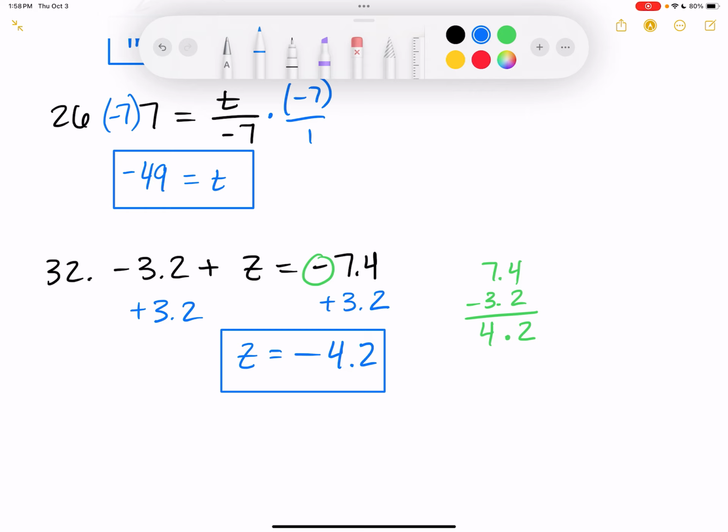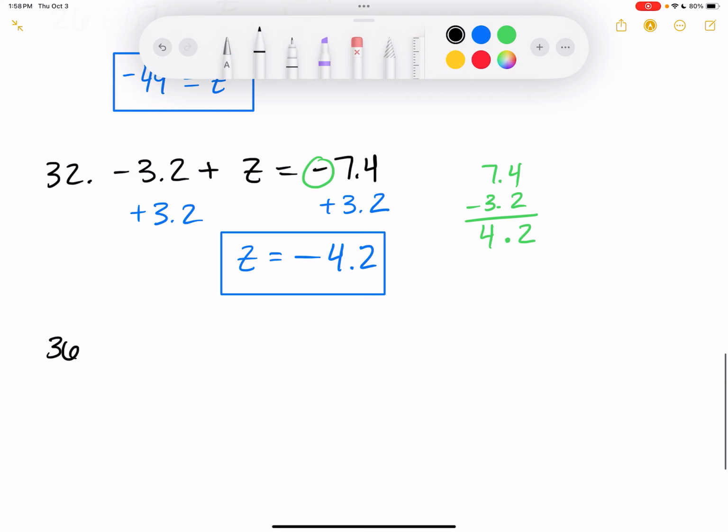36. Negative 3.3a equals 19.8. What do I have to do with this one? Dividing by 3.3 or negative 3.3. Yep, divide by negative 3.3 on both sides.